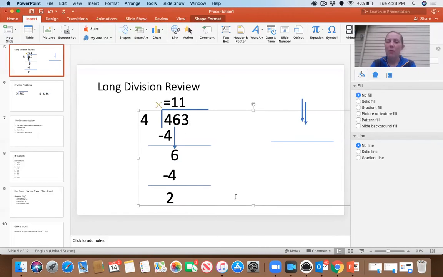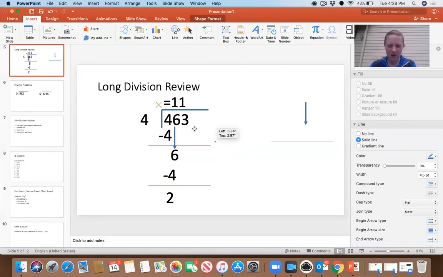So now that I've done that, what is my next step that I need to do? I've subtracted. What do I go back to? I come back up to the top. I come back to the next place over. We've already done the 6. So now my next place is where the 3 is at.